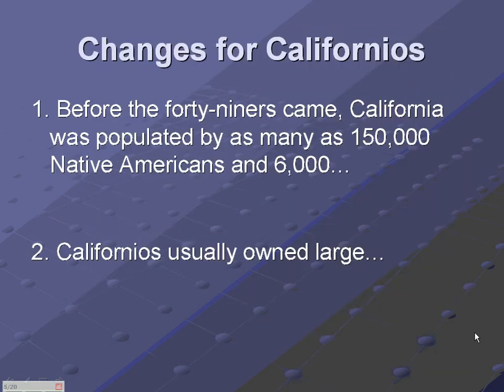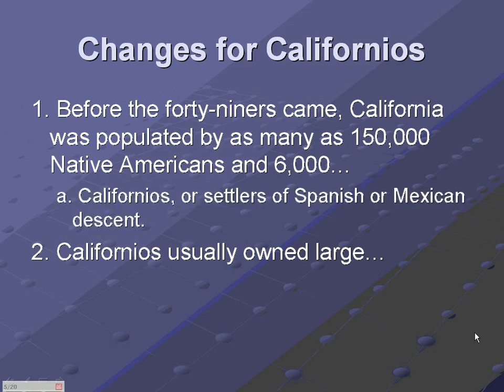Changes for the Californios. Before the 49ers came to California, California was populated by as many as 150,000 Native Americans and almost 6,000 Californios. Or these people are settlers of Spanish or Mexican descent. That means that their grandparents, great-grandparents, maybe their parents were from Spain originally or from Mexico, and they've always known California as their home. They are not immigrants to California.